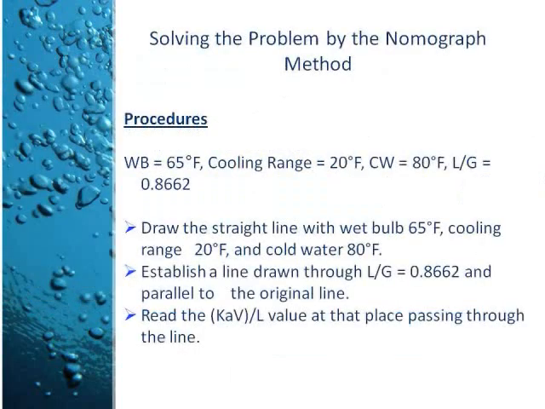Next, we will be solving the problem by the nomograph method, which is simply a method that utilizes the nomographs found in Perry's Chemical Engineer's Handbook. For the problem, we're given a wet bulb temperature of 65 degrees Fahrenheit, a cooling range of 20 degrees Fahrenheit, a cold water temperature of 80 degrees Fahrenheit, and an L/G ratio of 0.8662. For the first question, we will need to find the tower characteristic that will suffice for these given conditions.